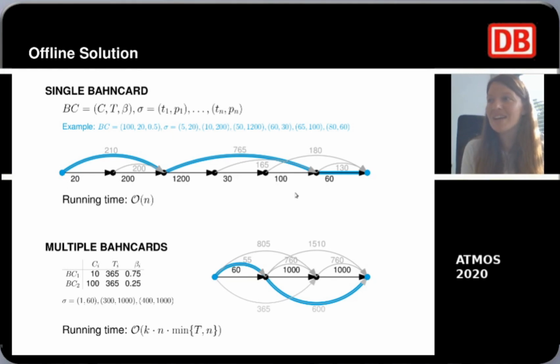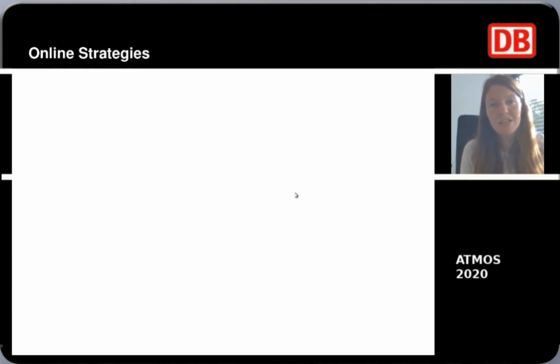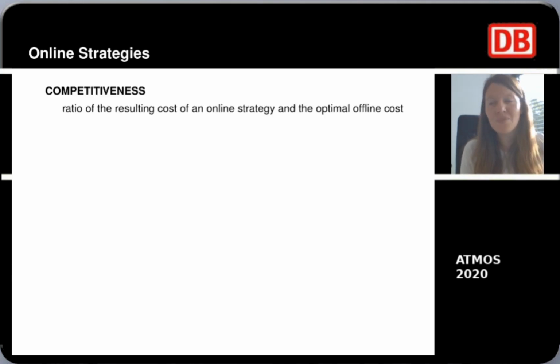Speaking of which, we now come to the online strategies. So for the scenario where we do not know what journeys will happen in the future, but we nevertheless have to make decisions right now. So we of course hope that we are not much worse than in a scenario where we really know sigma in advance. And this is also our quality measure. So we compare the cost of our online strategy to the optimal offline solution.